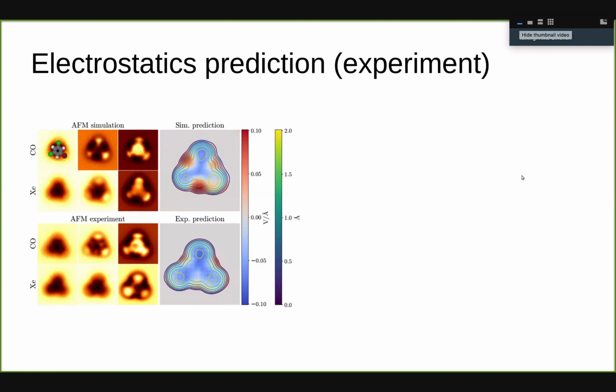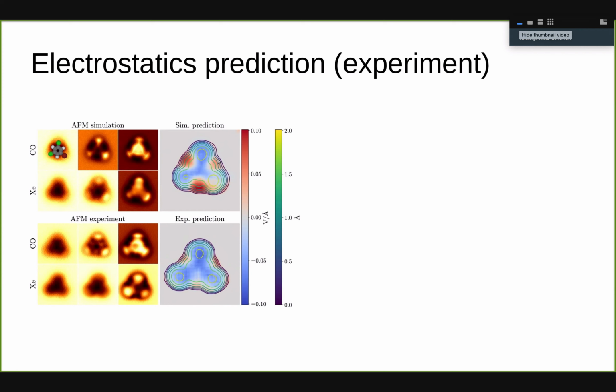Then for experimental predictions, which is the real test case, we have 2 different experiments. The first one is for this bromodichlorobenzene molecule, where we have obtained both the CO and the xenon measurements of the molecule on a copper surface. In this case we can compare the simulation to the experiment, because we have fairly simple geometries, so we can actually know what it looks like.